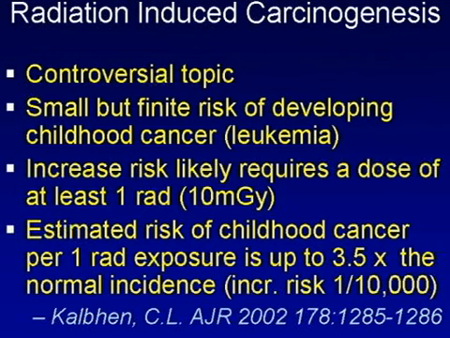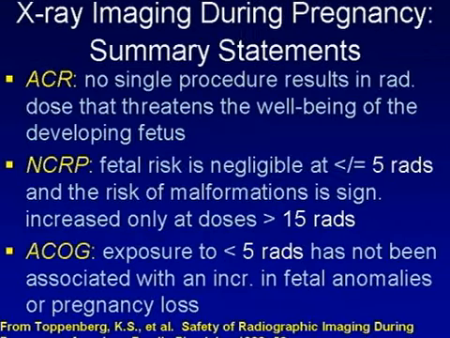So what does this boil down to? Well, the estimated risk of childhood cancer per 1 rad exposure is felt to be up to 3.5 times the normal incidence. And fortunately, the normal incidence of childhood cancers is very low. So this boils down to 1 cancer per 10,000 fetuses exposed in utero.